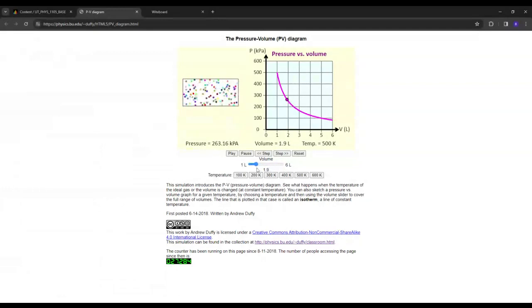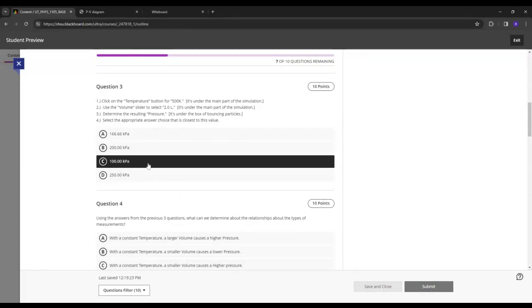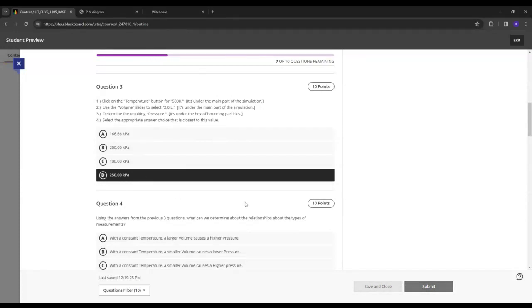So now we have less space, same temperature, so it means same average motion and energy, but there's a lot less space, and now they're a lot more likely to bounce off of each other and bounce off of the edges of the container. So it should hopefully make sense that the pressure is a lot higher. We really didn't have any choices we could have excluded this time. I suppose we knew it wasn't going to be the same, so it wasn't going to be 100 because it was 100 earlier. We just weren't sure how big it was going to go until we ran it through.